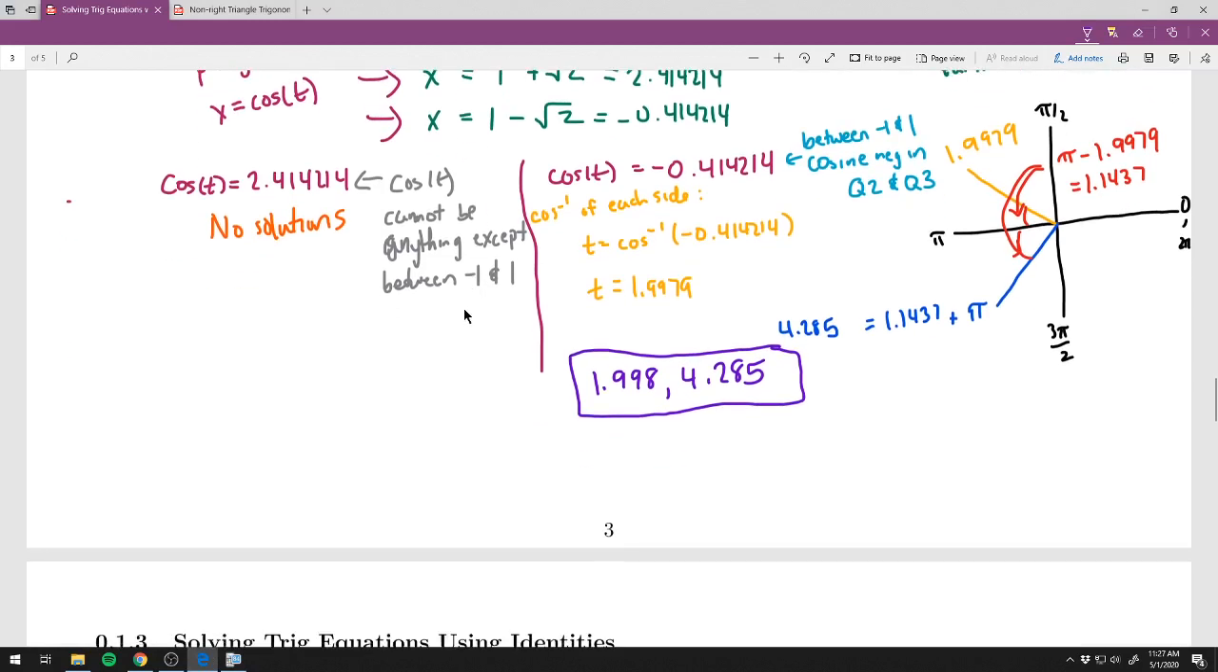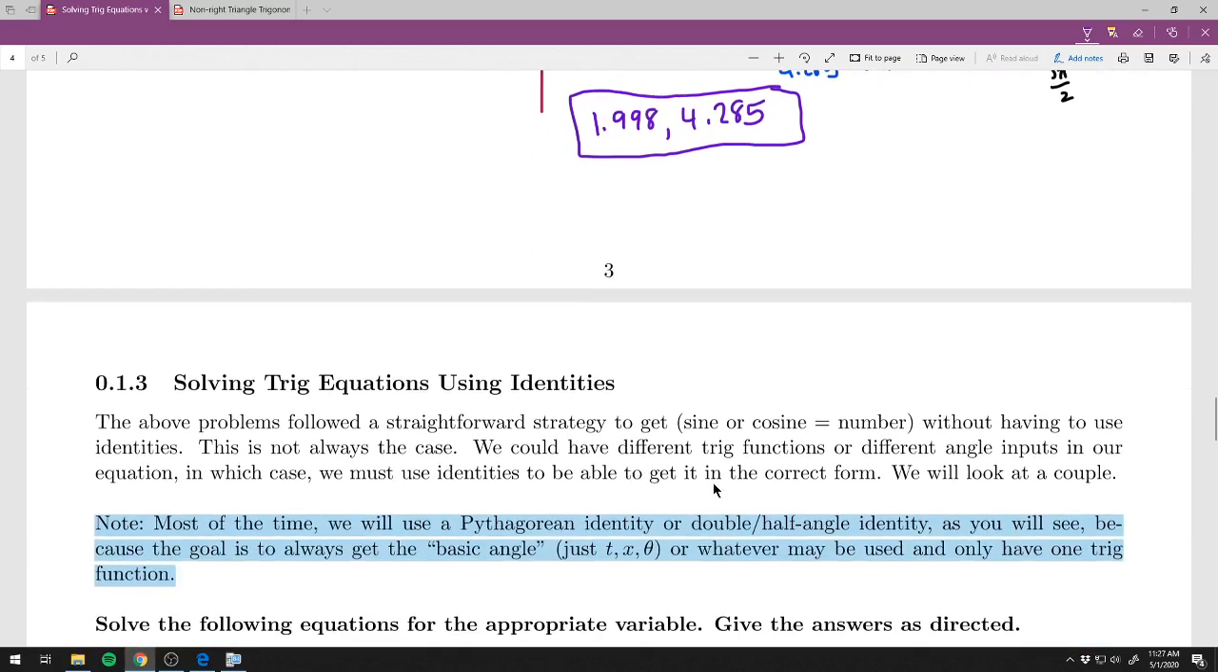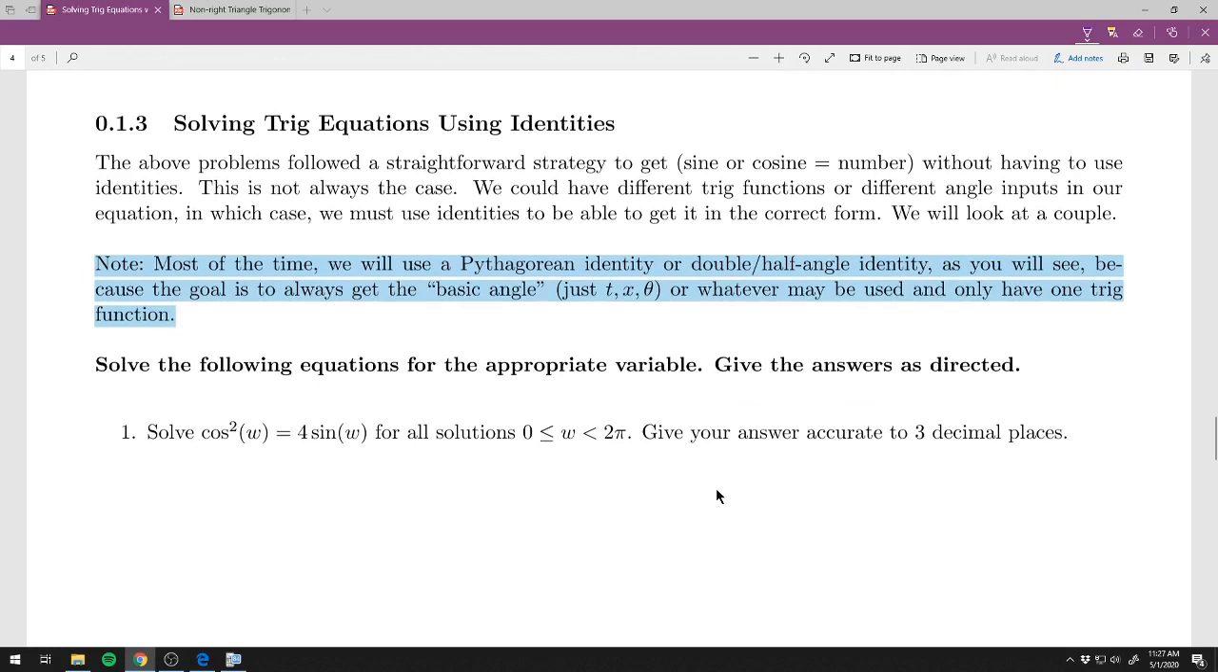All right, but that is the basics of solving trig equations by factoring or using the quadratic formula, and what things you need to look out for. The next section, we are going to be looking at solving trig equations using identities.